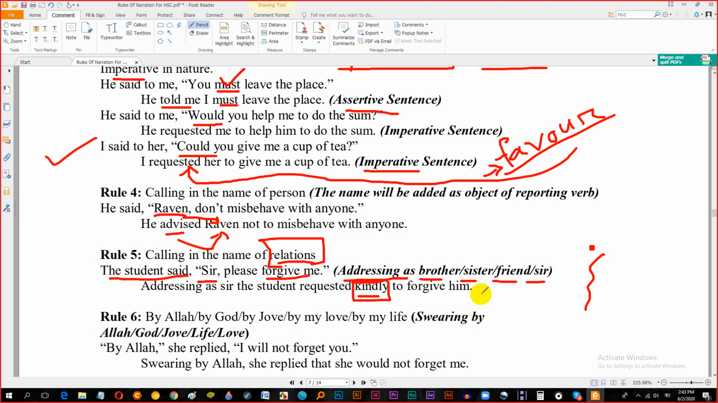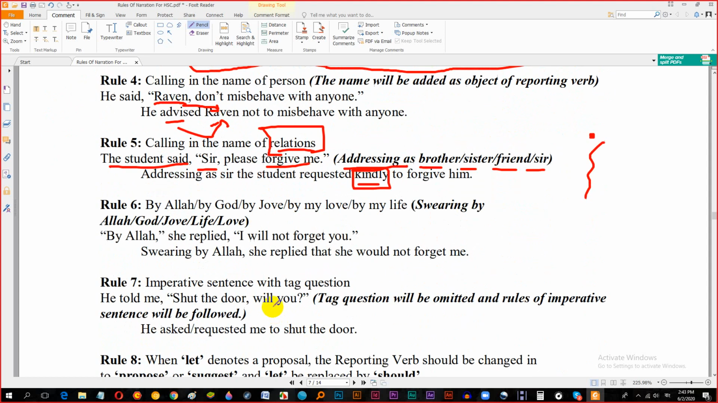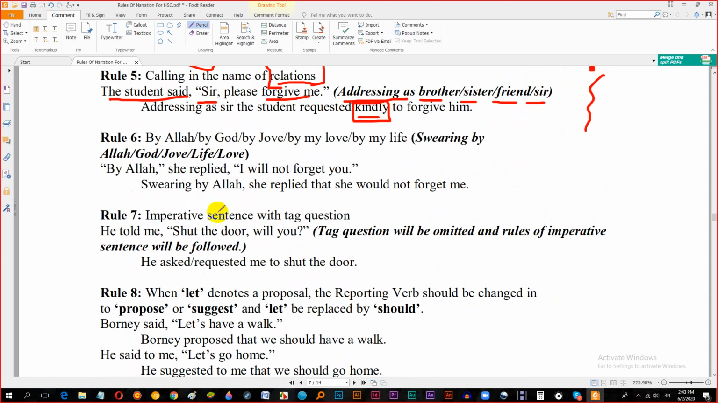Sentence may vary. Okay, there will be no problem for this. Okay, then rule number 6: by Allah, by God, then by Job, by love, by my life. When we find this, then you have to swear by Allah, swear by God, or swear by Job, or swear by life or love.